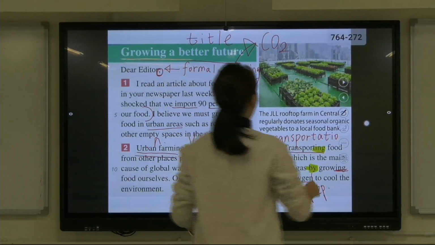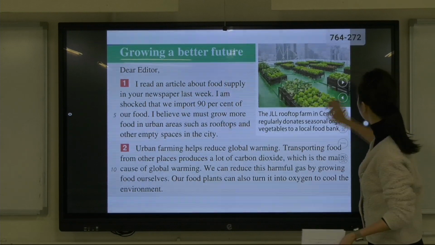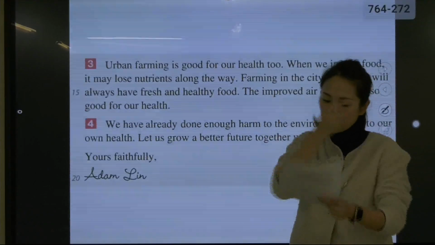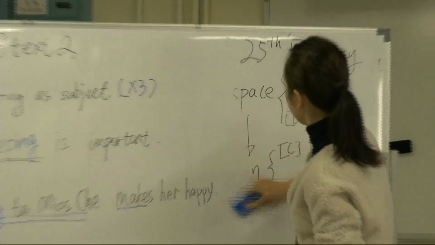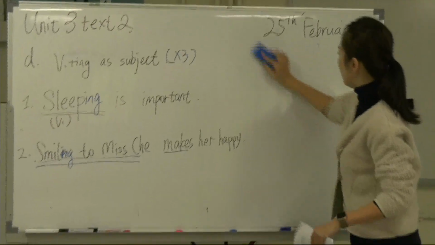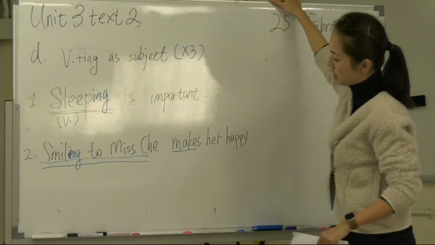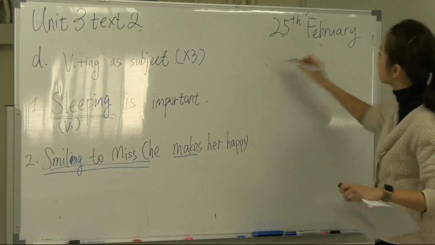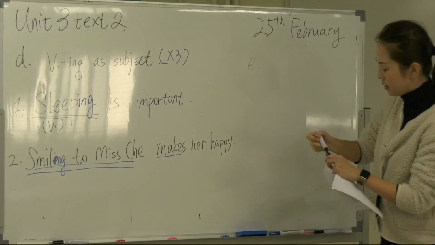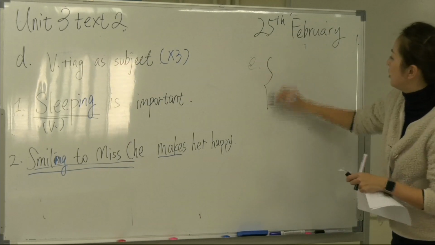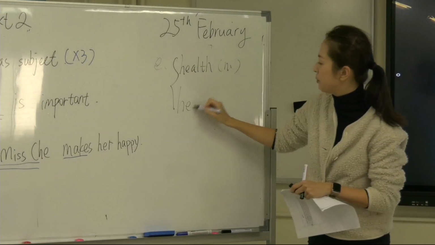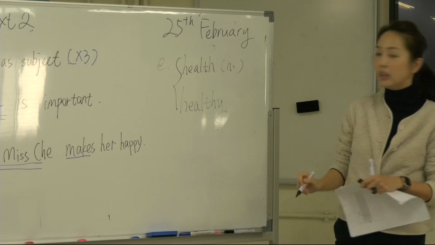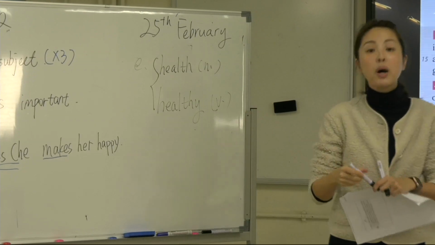Urban farming is good for our health. So let's write down the word health. I hope you don't make these mistakes again, because some of my students still do things like this now. Health, 健康, it is a noun. And then what is the adjective? Healthy, okay? Healthy, with a Y. So urban farming is good for our health too.